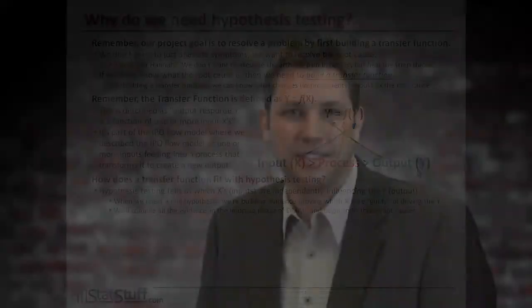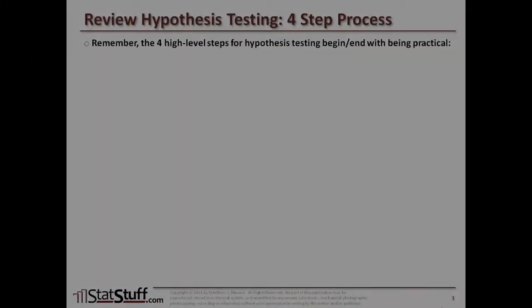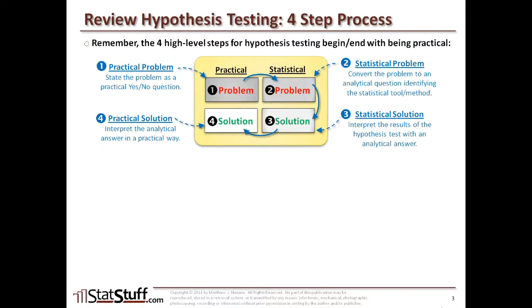Okay, now let's review again the various steps that we follow when doing hypothesis testing. At a high level, the steps begin with a four-step process, starting with a practical problem. We're stating the problem as a yes or no question, and then we want to convert that problem into a statistical problem. That's going to help us figure out which is the right statistical tool or method we're going to use to do the analysis. Then we apply that statistical tool or concept, interpret the results, and come up with some analytical answer. From that, we would translate the analytical answer into some practical solution, so that it makes sense to us.